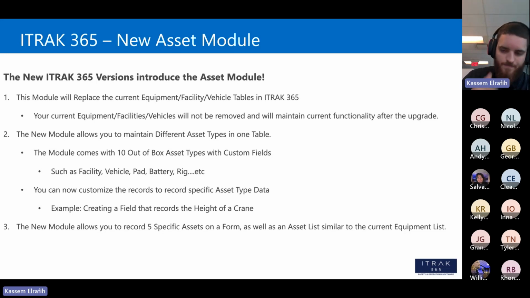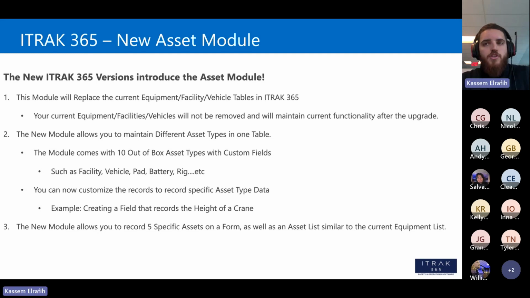As an example, let's say you have a crane, and you wanted to create a field that records the height of that crane. You could just create a little text column or a number column within the form that will record that. Internally as well, we're using our asset module to track our Surfaces. We have a lot of devices moving around hands as people get onboarded, so we're using the asset module to track that with those customized fields.